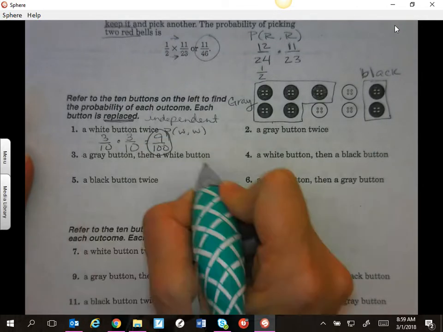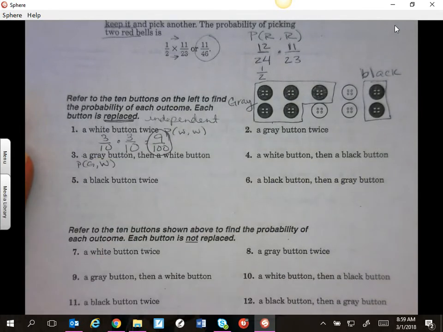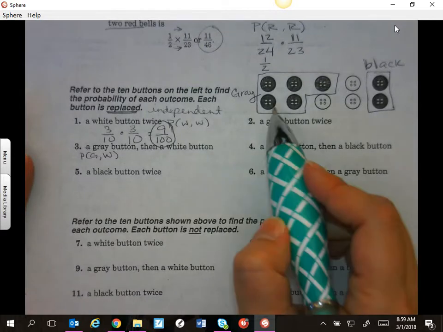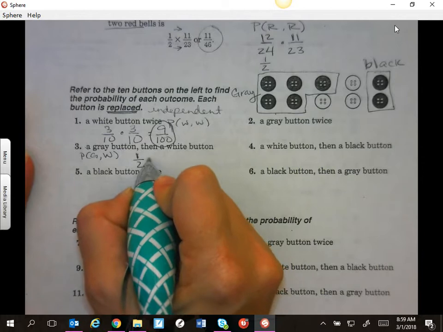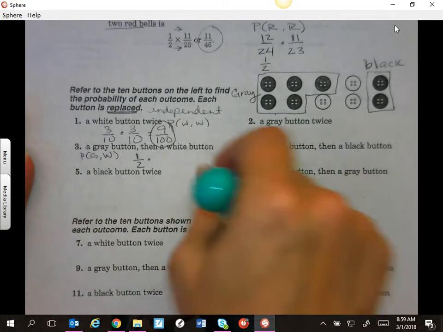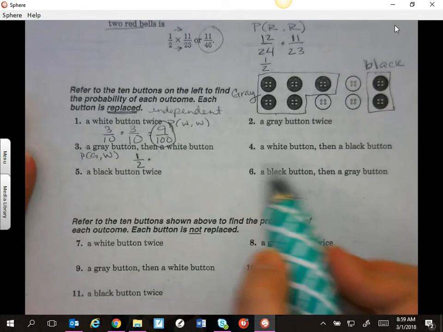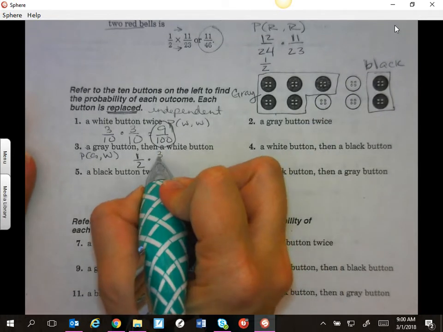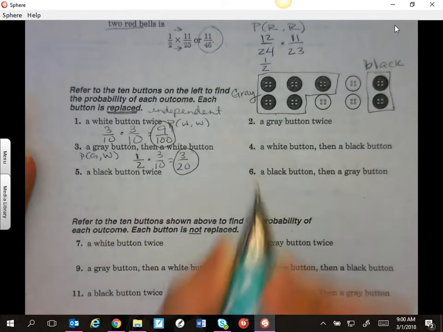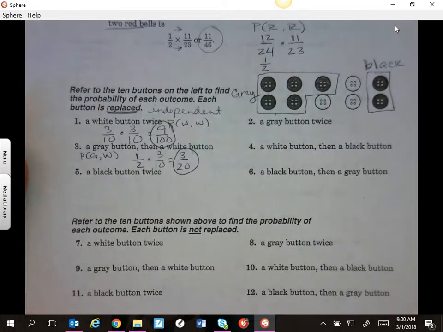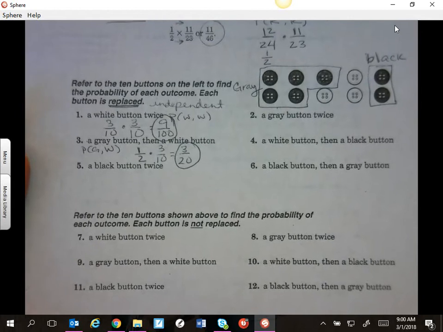A gray button, so we want the probability of a gray and then a white. Again, we are replacing these. So gray is 1, 2, 3, 4, 5 out of 10. I know that that's 1/2. I put the gray button back, so there are still 10 in this bucket. And 3 out of 10 are white, top times top, bottom times bottom. So if we did this experiment 20 times, 3 times we would get gray and then white. Order matters there.